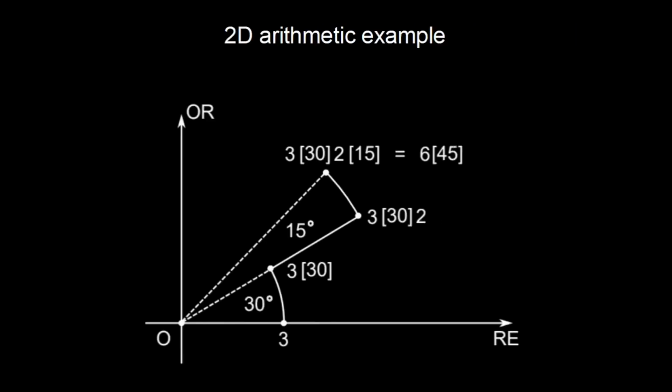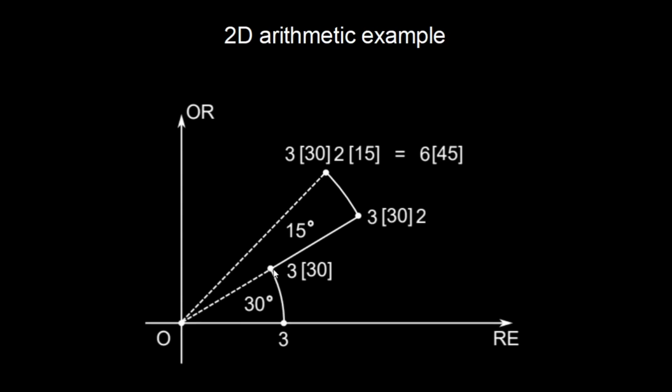Let's see an example of 2D arithmetic. In the figure, the degree unit is used for angles. Multiplying rotation number 30 to the number 3 makes the point rotate by 30 degrees relative to the number's direction and reach 3, rotation number 30.